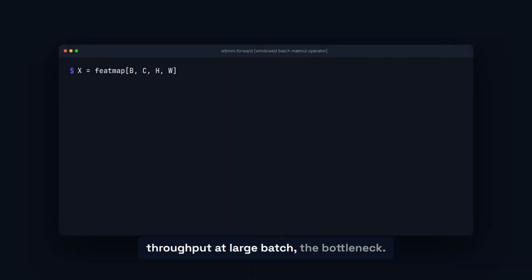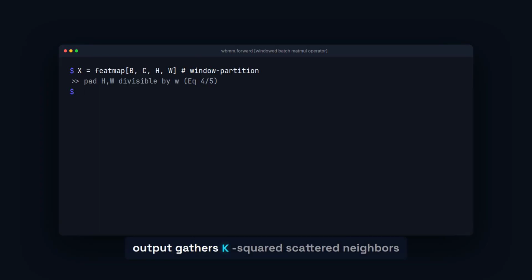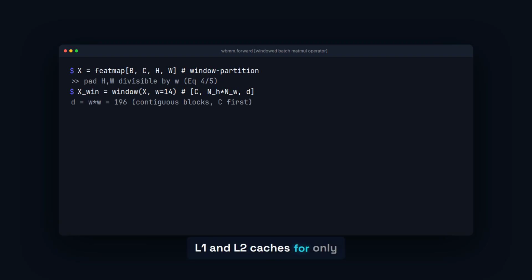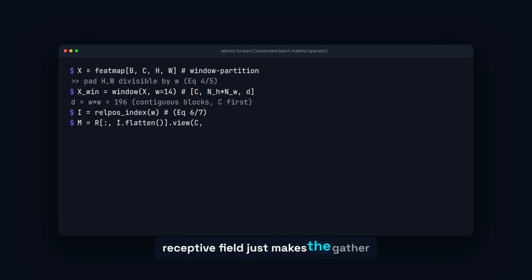throughput at large batch. The bottleneck. Depthwise convolution is memory bound. Each output gathers k-squared scattered neighbors from non-contiguous rows, blowing the L1 and L2 caches for only one flop per loaded element. Making the kernel larger to grow the receptive field just makes the gather worse.